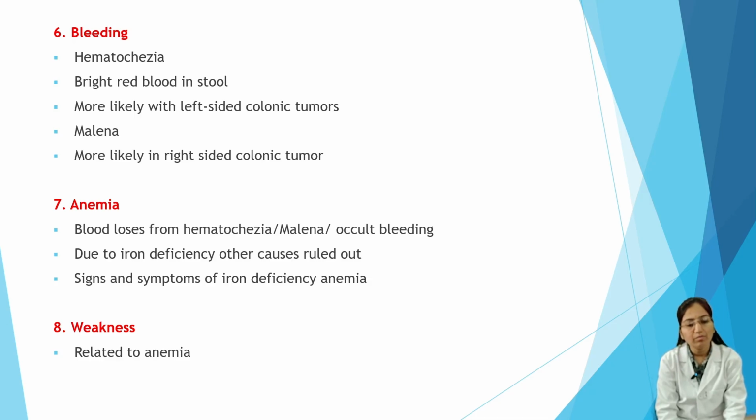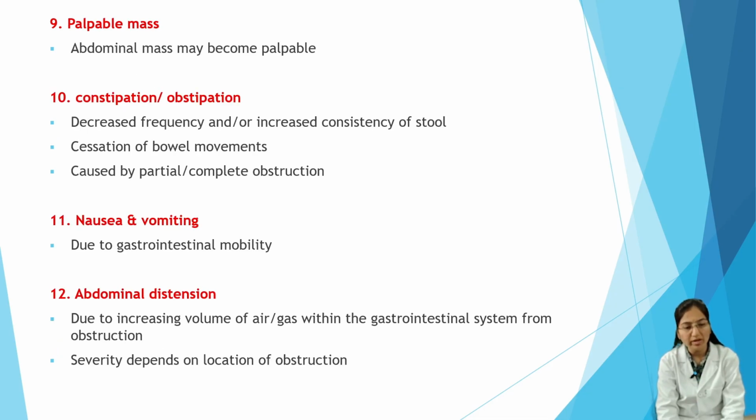Anemia: blood loss from hematochezia, melena, and occult bleeding, and due to iron deficiency, with other causes ruled out. Signs and symptoms of iron deficiency anemia we can also see. And then the eighth one is weakness, which is related to anemia. Next, the ninth one is a palpable mass. We can find that an abdominal mass may become palpable.